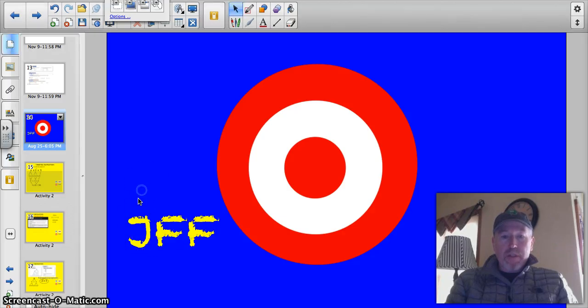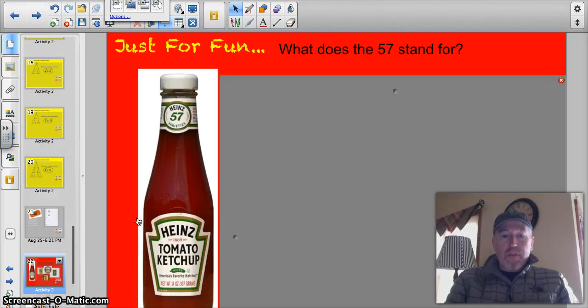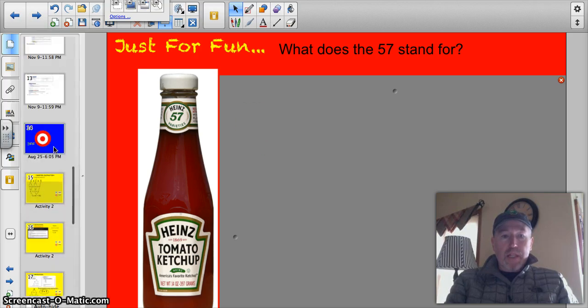Before we do that, let's get started with something fun. Our trivia question for the day is, what does the 57 stand for on this ketchup bottle? You see these in just about every restaurant. I know you've picked one up and used one too. So what does 57 stand for? We'll get back to that at the end of the lesson.